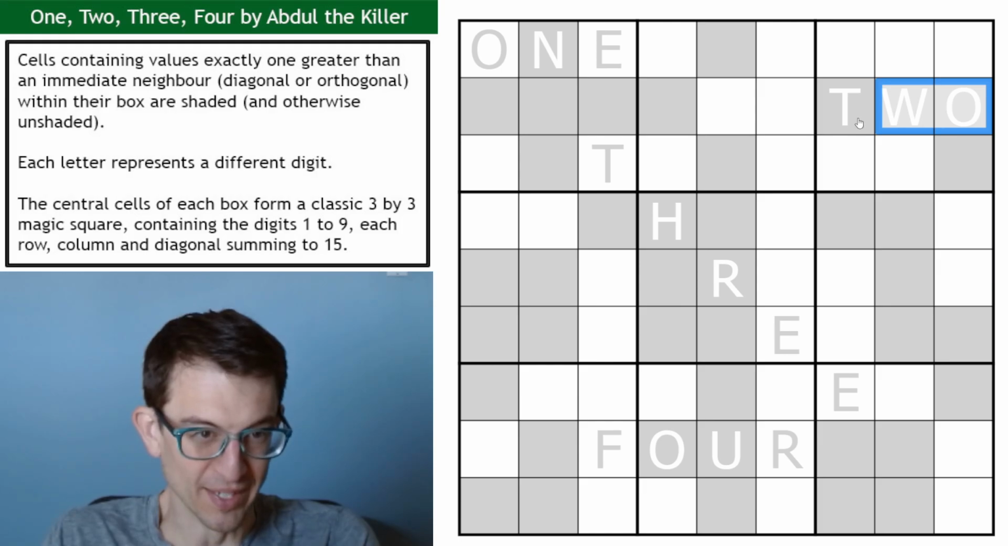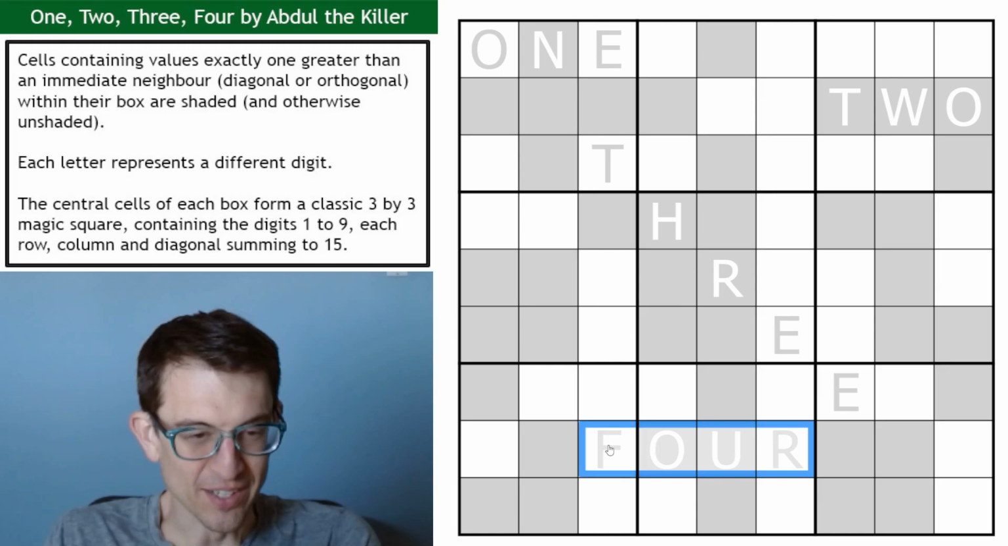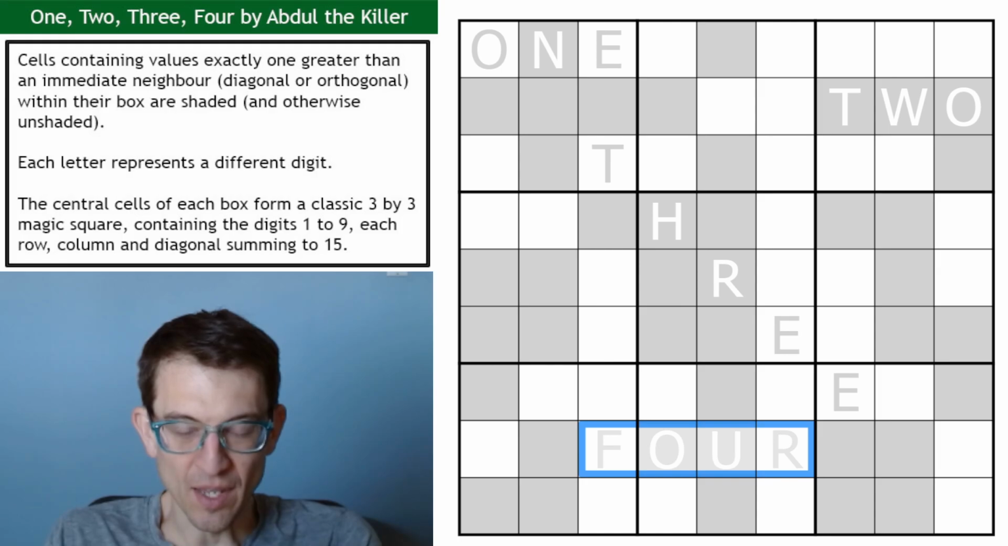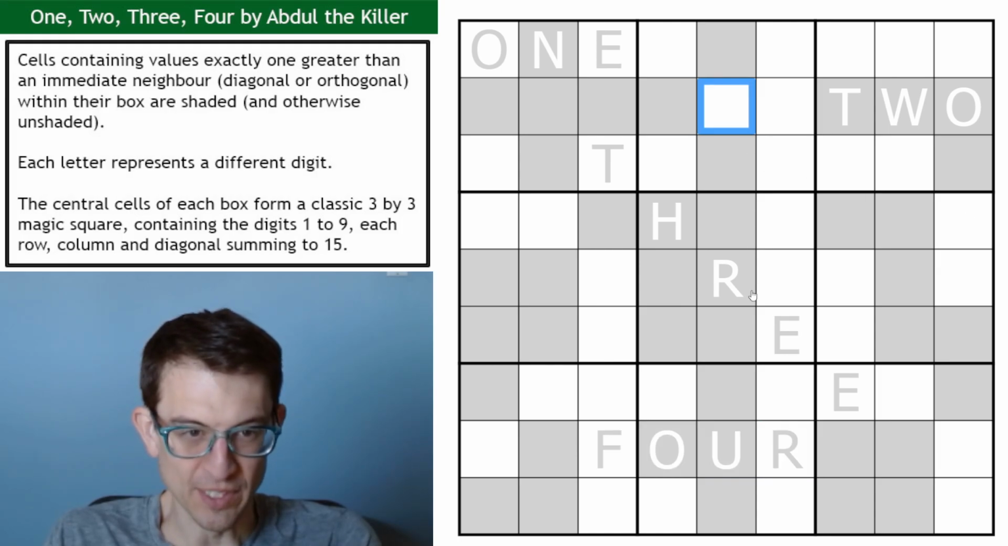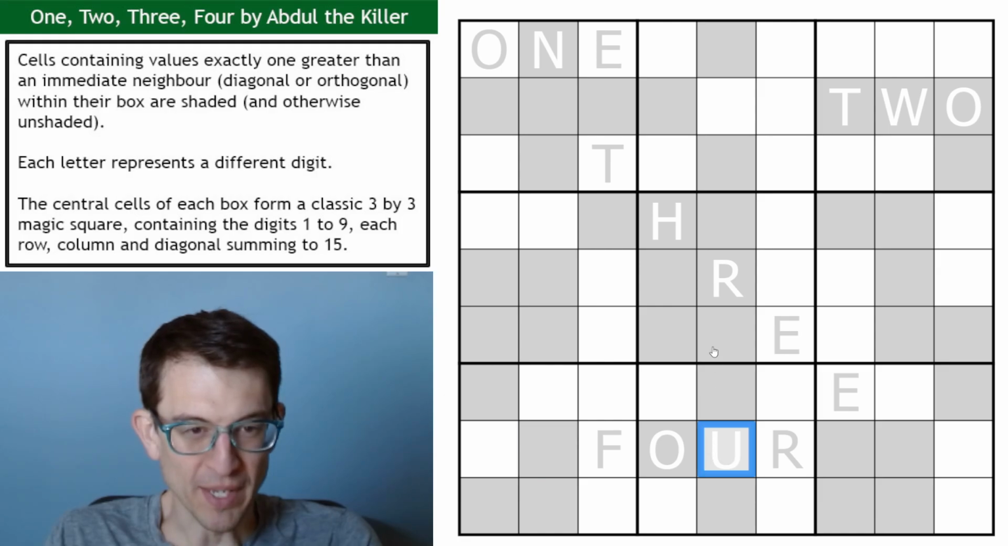We have some algebra where there are 9 different letters in the words 1, 2, 3, 4, and those 9 letters all represent a unique digit. And then another rule here is that the center square of every box, so these 9 squares, are going to make its own magic square. So I will explain that, I guess, after I restart the timer. But those are all the rules.